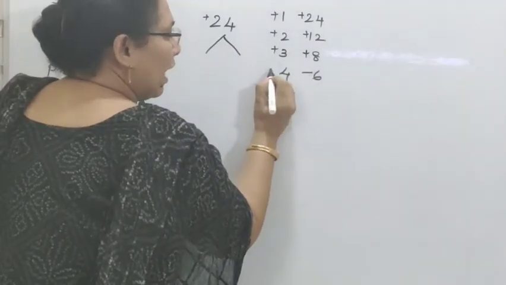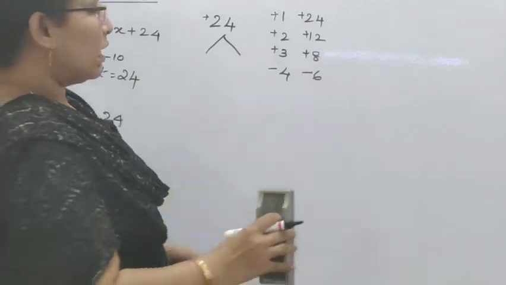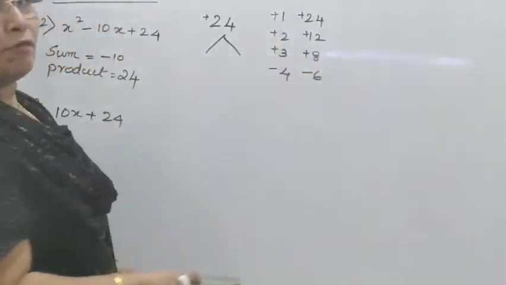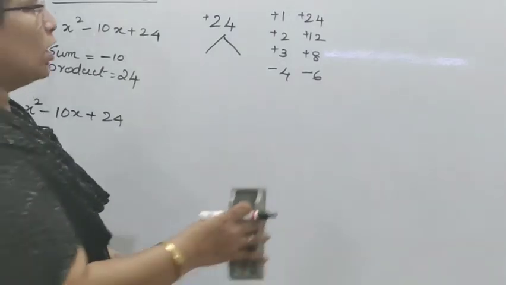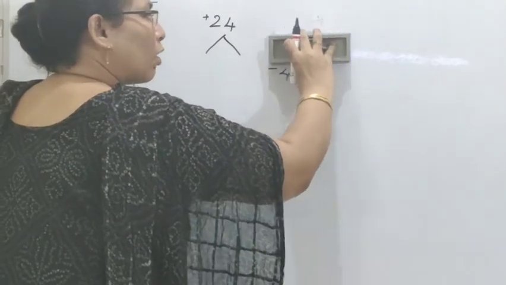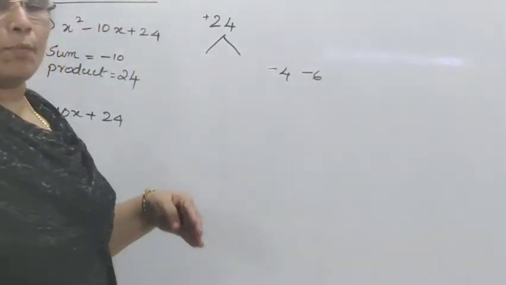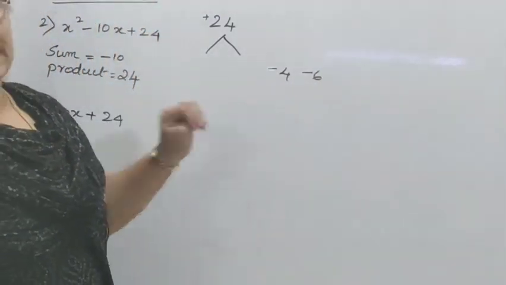Minus 6 and minus 4. So what do you understand from this one? If you are checking, these three pairs do not satisfy the condition. So these three pairs are not correct. Now the only possible values are -6 and -4.